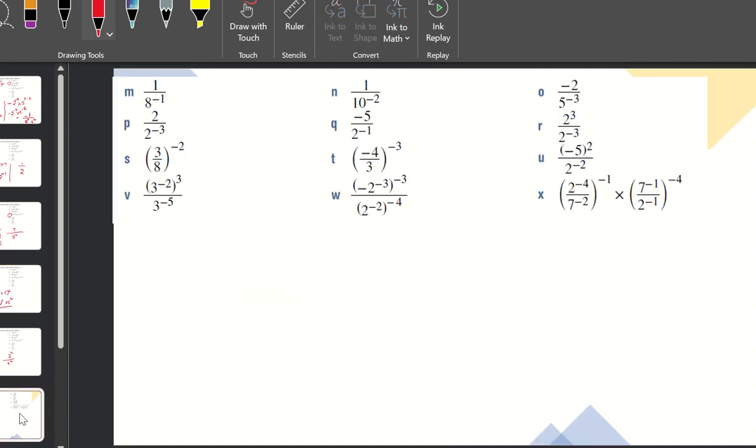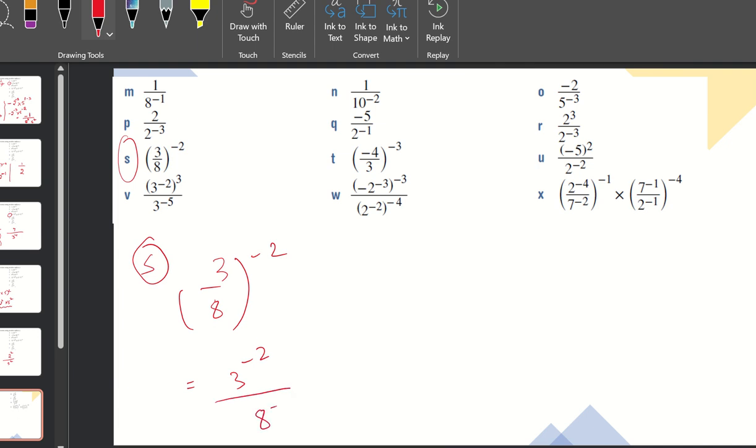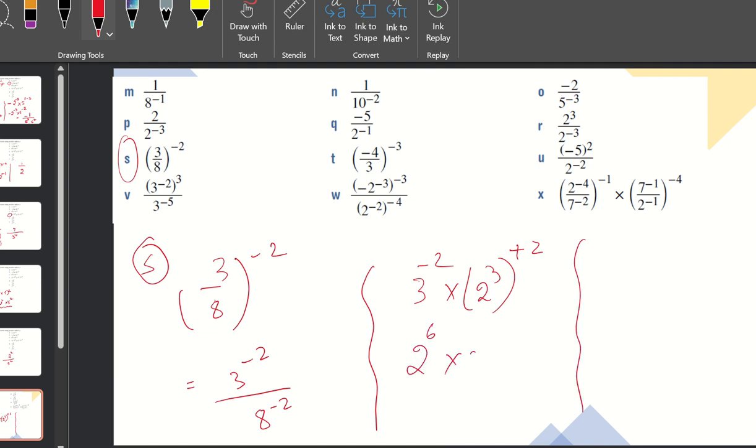Now let's look at the next question. The next question probably will be S. So let's look at S. So S is 3 by 8 to the power of minus 2. So that is equal to 3 to the power of minus 2 divided by 8 to the power of minus 2. So that is 3 to the power of minus 2. 8 is 2 cubed, 2 cubed to the power of minus 2. When I take it to the top, it becomes plus 2. So you'll get 2 to the power of 6 times 3 to the power of minus 2. Negative exponents go back down. Okay, so that is your question S.